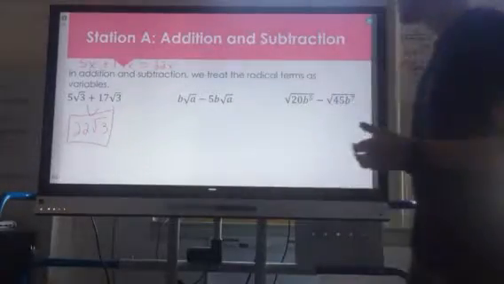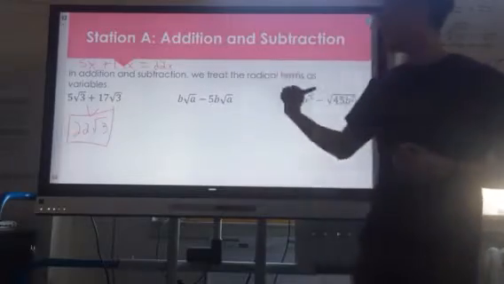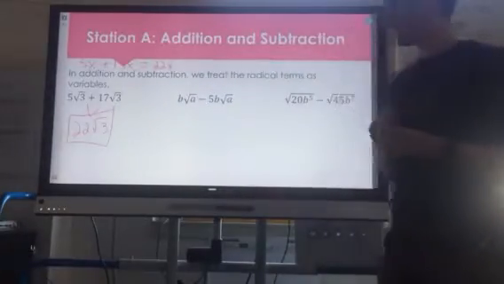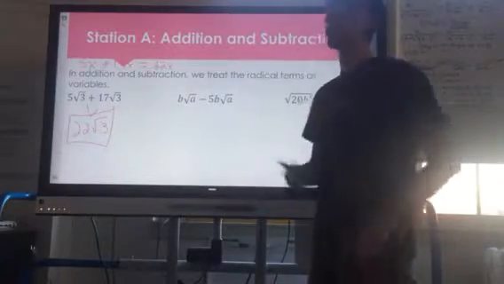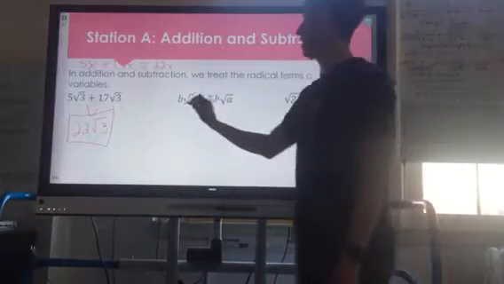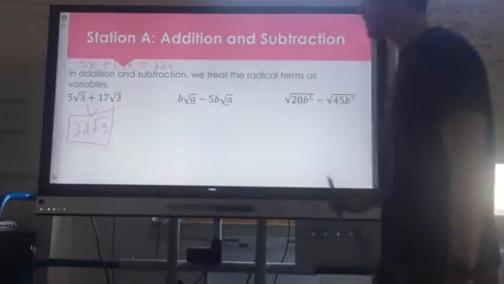Okay. Let's take a look at the next example. I have b root a minus 5b root a. Well, let's see if they have the same radical, because if they don't have the same radical, then they're not like terms. I see they both have the square root of a. That tells me they're like terms.